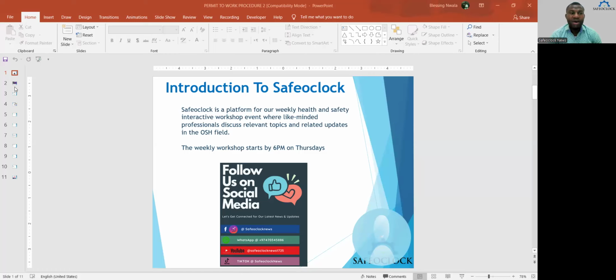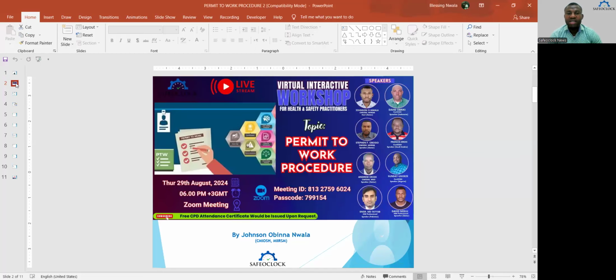We are starting with our brief presentation, like we usually do. After the presentation, the highlight of today will be giving room for each person to at least explain to us the permit to work procedure in your workplace. This will help us to learn also, and we can pick one or two things from the procedure you implement in your workplace. This can also help us to improve in what we have already, or maybe harmonize what we have already to get a better outcome.